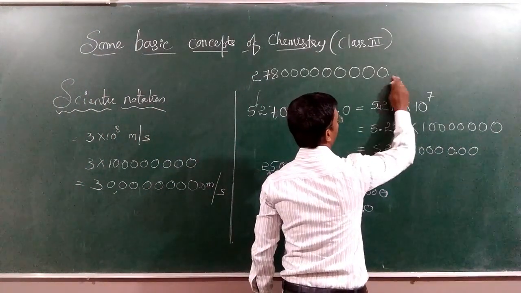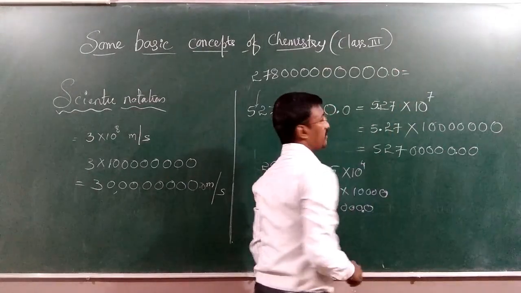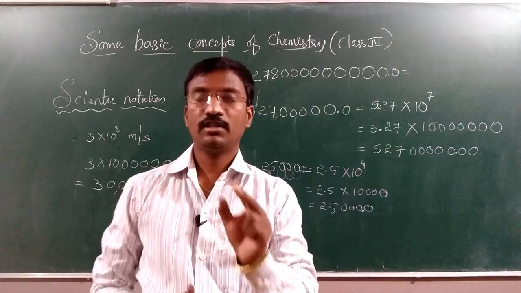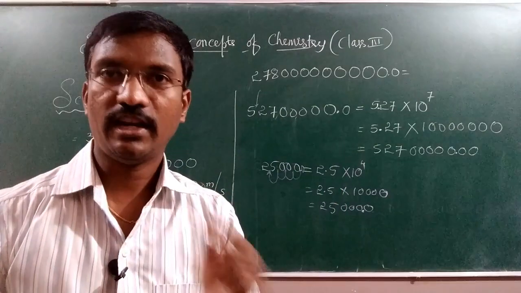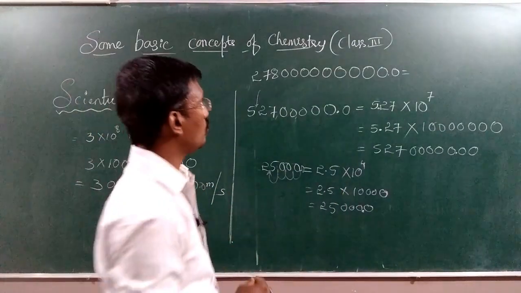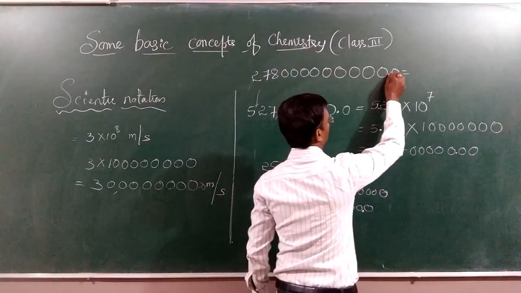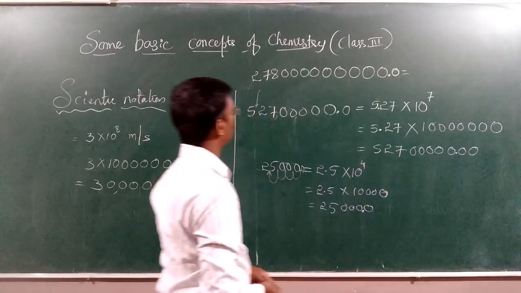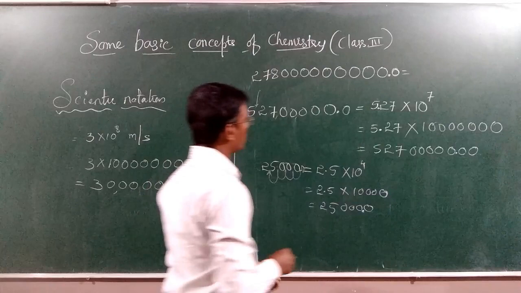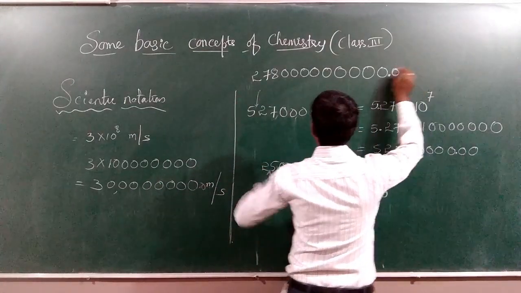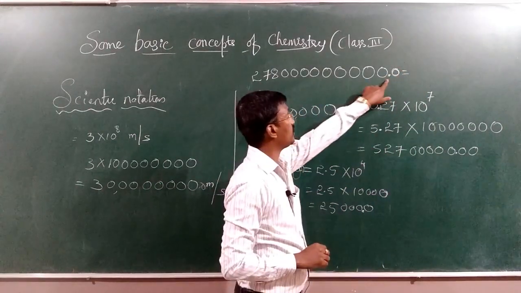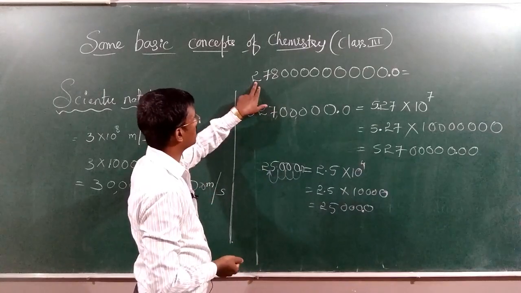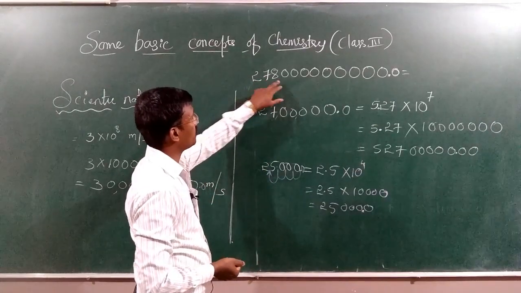Point 0 will be there. If they have not given it, it is understood that the point comes after the last digit. It will always be there, but we write it to understand. So to write it in scientific notation, first I have to put this point after the first non-zero term. Here the first non-zero term is 278.